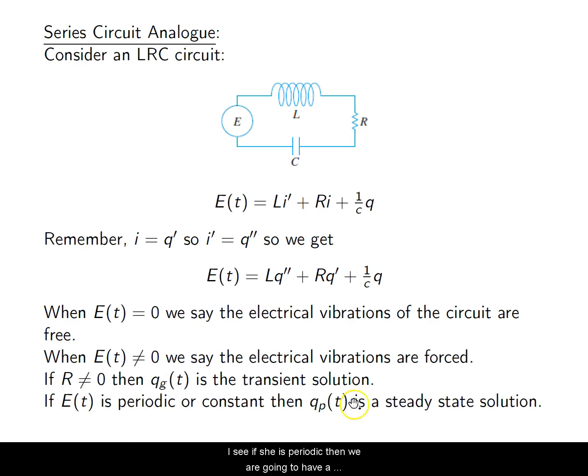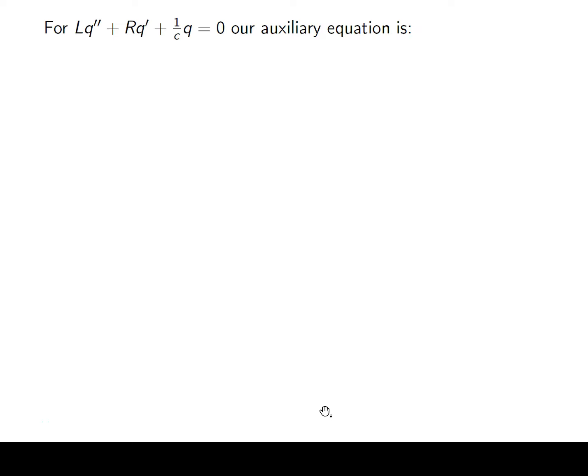If the EMF is periodic, then we're going to have a steady state or forced solution. So let's look at our second order DE, and let's look at the auxiliary equation. Again, we can use M here, because M doesn't pop up for series circuits. So this is our auxiliary equation.